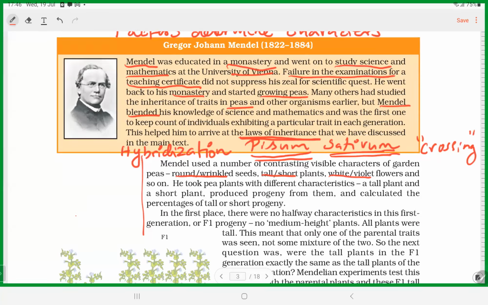And before that, some terms you should understand. What are the terms? The reason for choosing pea plant. It is not a seasonal plant, in the sense that in all seasons the plant can be produced. It is easy to cultivate, and both self-pollination and cross-pollination are possible.